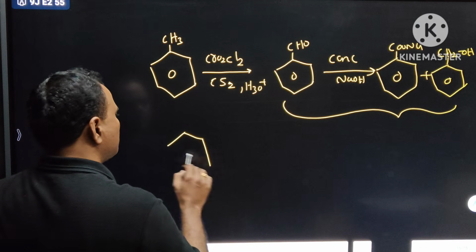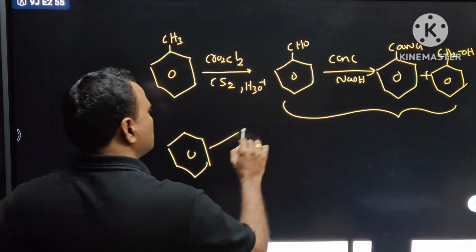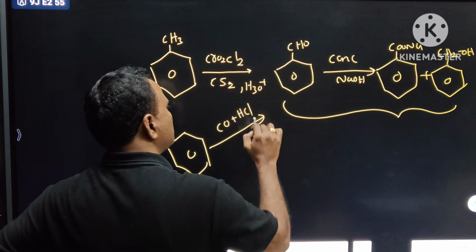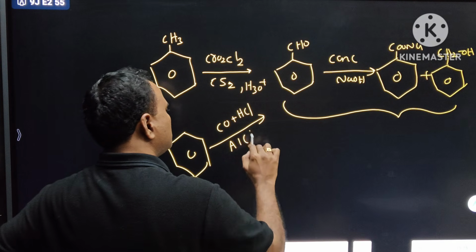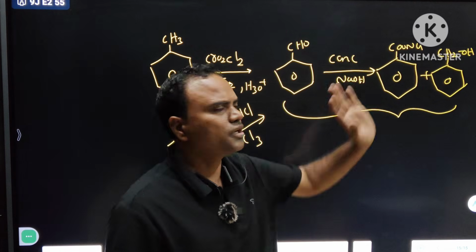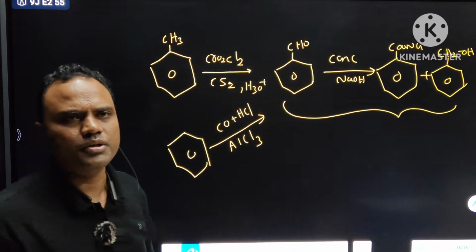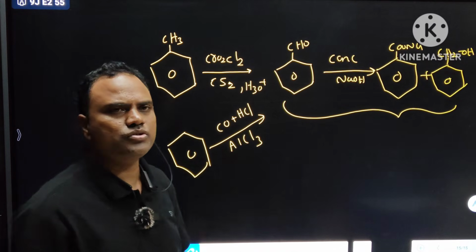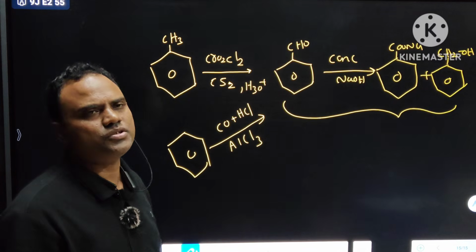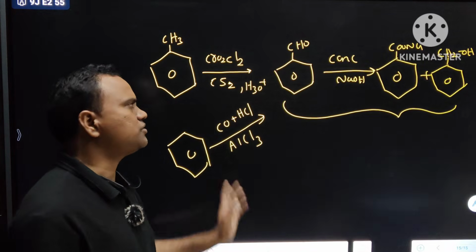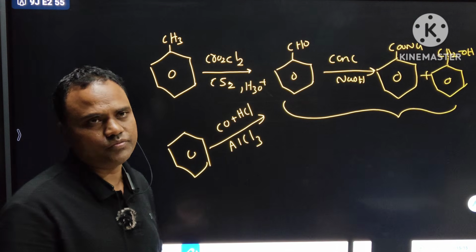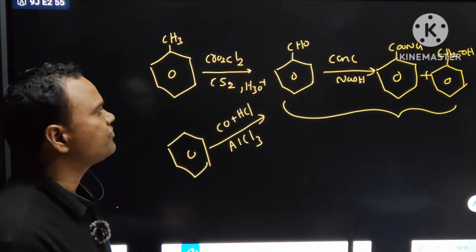For example, CO plus HCl, AlCl3. We'll get benzaldehyde. Benzaldehyde to again benzoic acid and benzyl alcohol. This is Gattermann-Koch. Right. Gattermann aldehyde, HCN plus HCl, like that. So conversions are also important. We should focus on the conversions also.